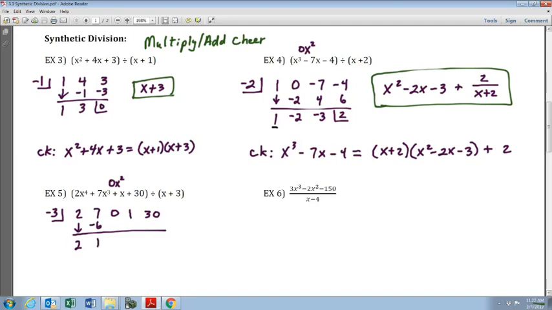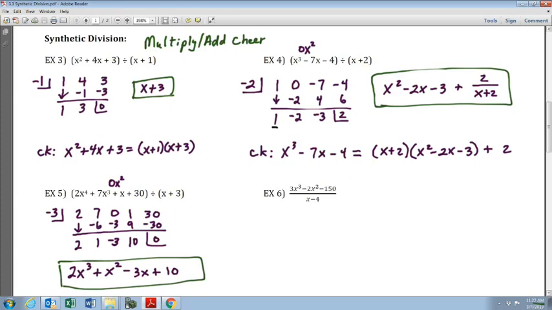7 plus negative 6 is 1. We'll multiply the 1 times negative 3, we get negative 3. And then we add, we get negative 3. Multiply, we get 9. Add, we get 10. Multiply, we get negative 30. And when we add there, we get a remainder of 0. And so our answer here, now notice this time we have a degree 4 polynomial, so this is going to be 2x cubed plus 1x squared minus 3x plus 10.